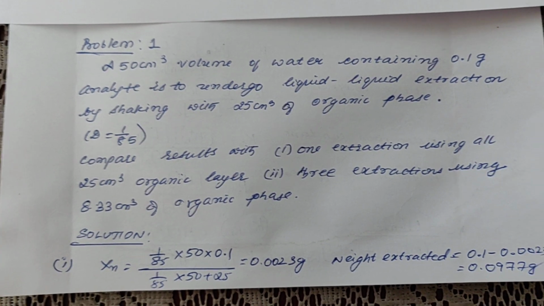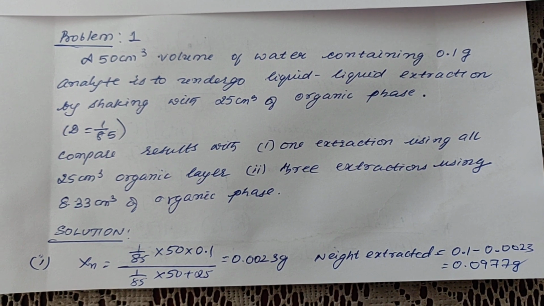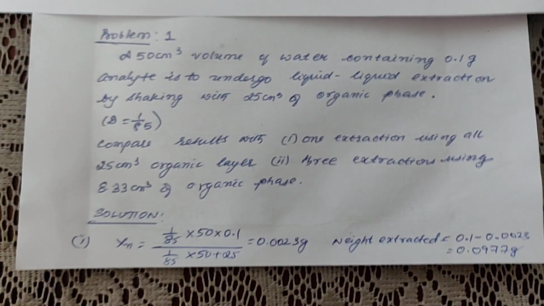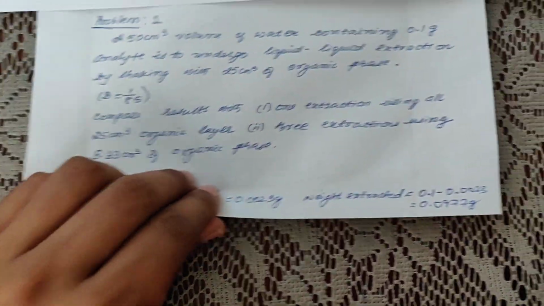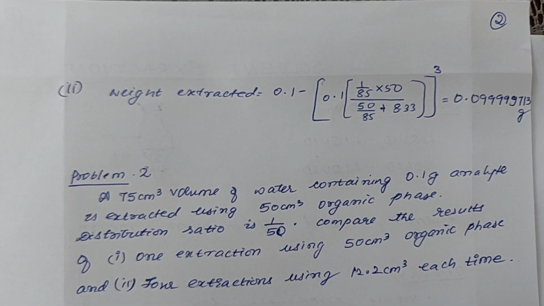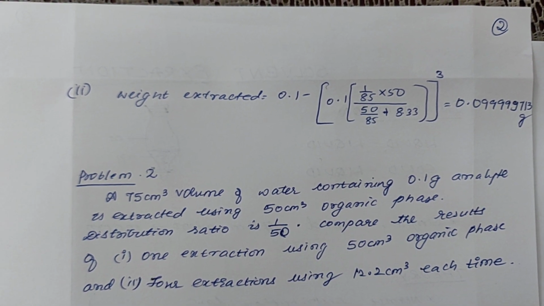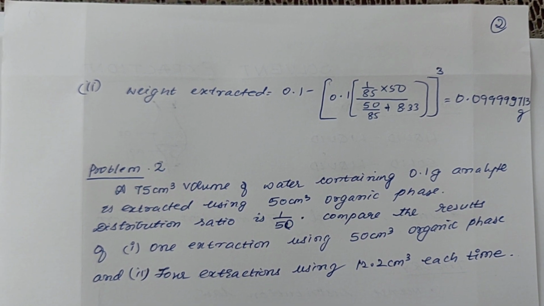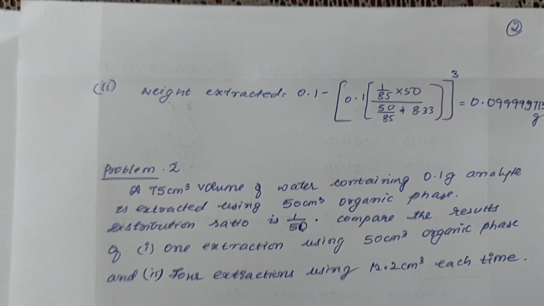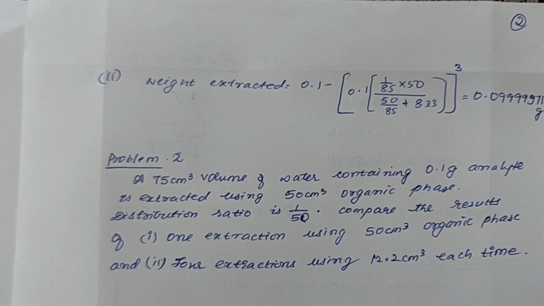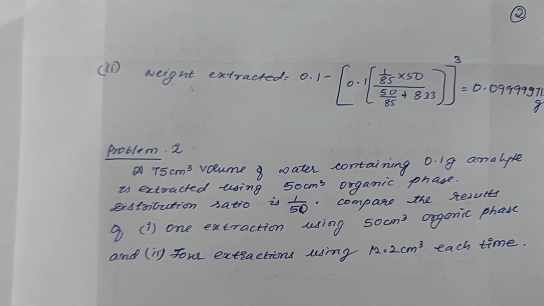So when we substitute these values and carry out the simplification, we get weight extracted equal to 0.099977 grams. So weight extracted, when you do 3 extractions with the same volume of organic phase, is 0.09999. So from this you can observe that the more the number of extractions, the more is the efficiency of extraction.